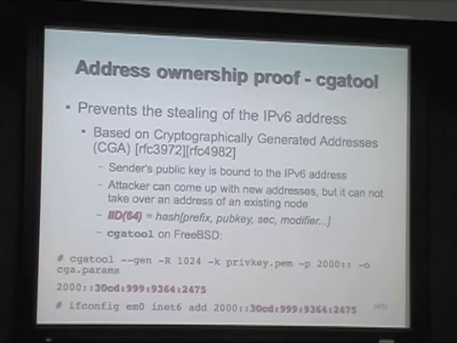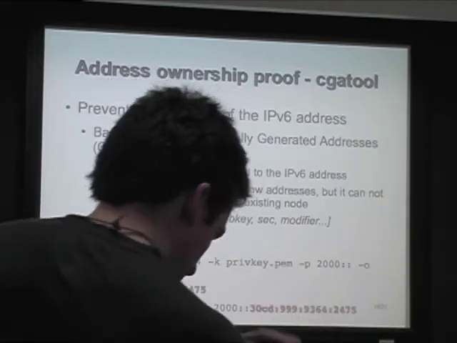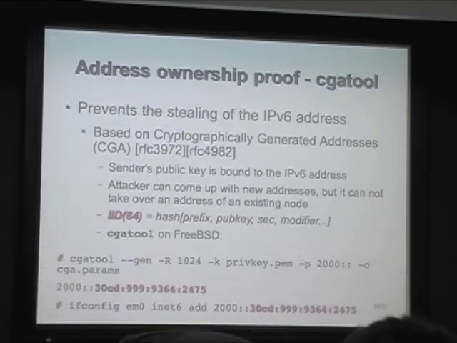So we generate the interface identifier as a one-way hash of the link prefix, the public key of the sender, and some other auxiliary parameters. And in that way, we make a strong binding between the IPv6 address and the sender's public key, and that's how we provide security.